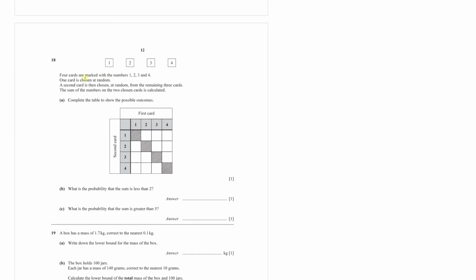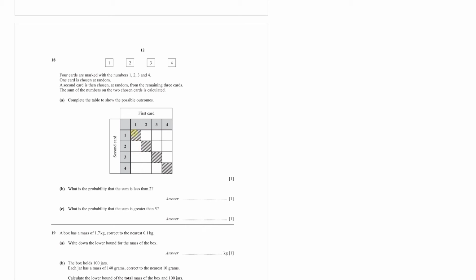Question 18: 4 cards are marked with numbers 1, 2, 3, 4. One card is chosen at random, and then a second card is chosen at random from the remaining 3 cards. So you're choosing without replacement. You pick one and then you pick the other one without putting the first one back. The sum of the numbers on the 2 chosen cards is calculated. Complete the table to show the possible outcomes. So you have to complete this table, which represents the sum of the 2 cards.